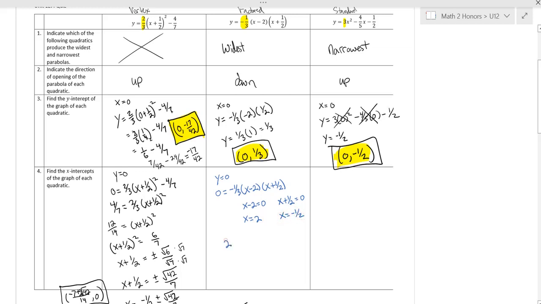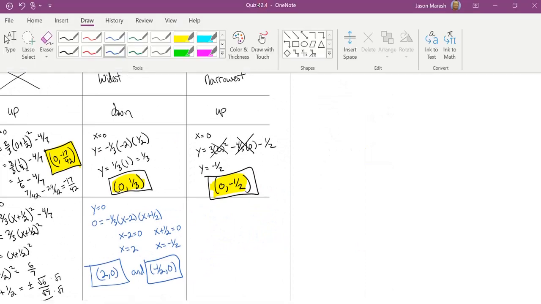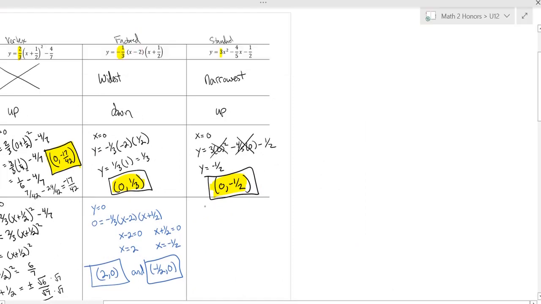So my two x-intercepts will be 2, 0, and negative 1/2, 0. And for standard form, set y equal to 0. You get 0 is 3x squared minus 4/5 x minus 1/2. And I'm going to use the quadratic formula on this. I could also complete the square as well. I'm trying to think which I'd rather do. I'll use quadratic formula.